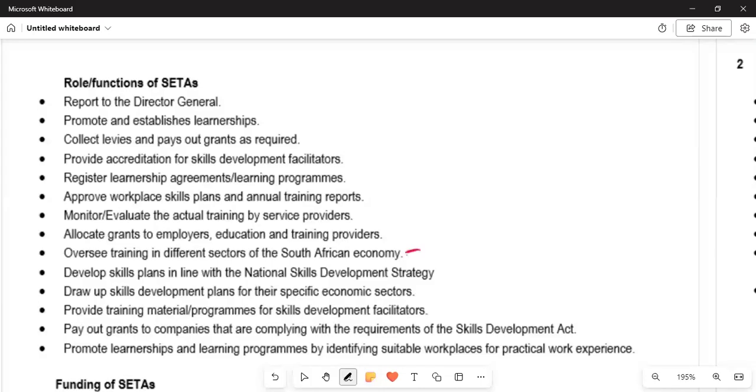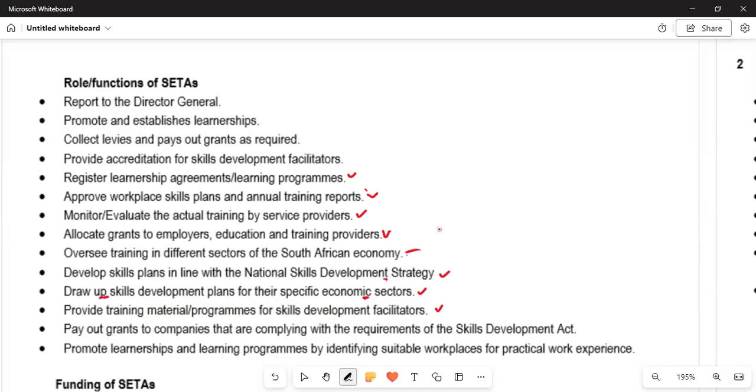They develop skills plans in line with the national skills development strategies. SETA is the one who develops the skills plans, which they are going to make sure are in line with the NSD, which is National Skills Development. SETAs also draw up skills development plans for specific economic sectors. They also provide training materials and programs for skills development facilitators.